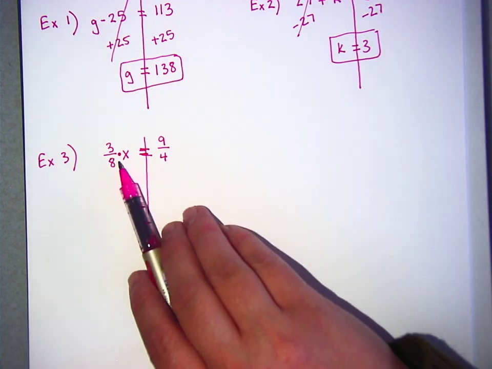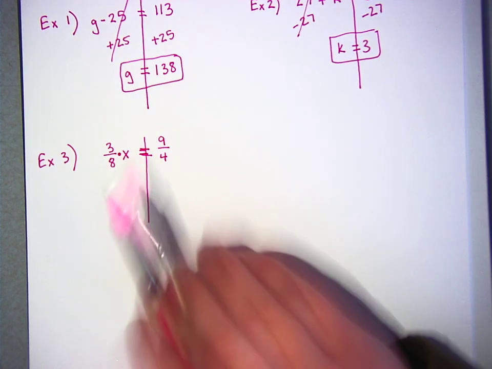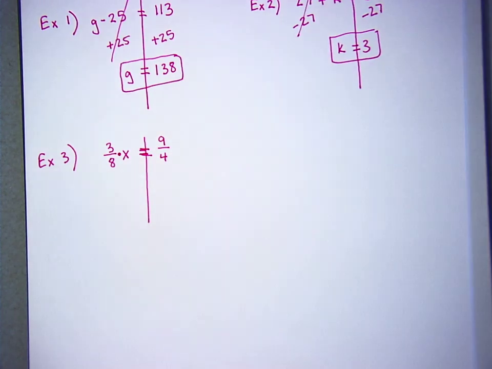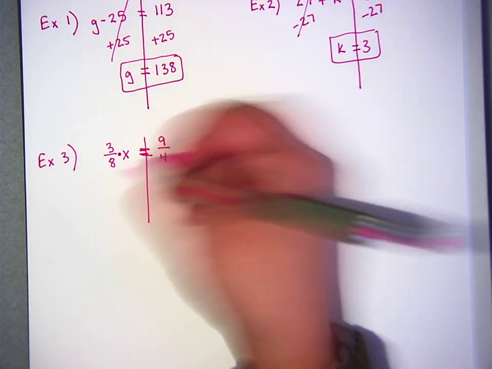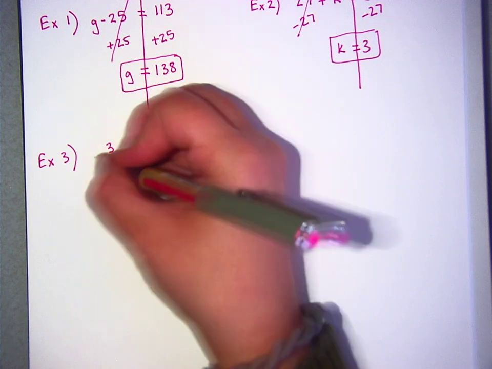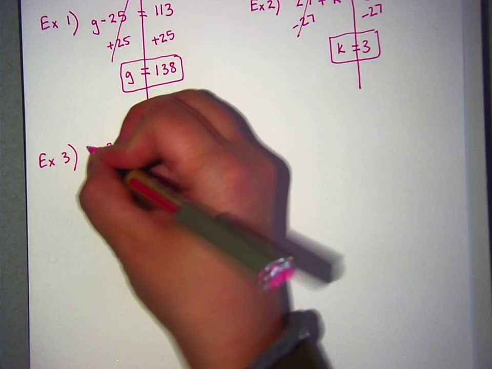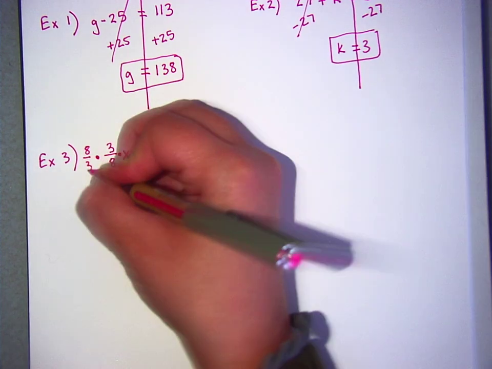How do you get rid of times by something? Divide it. And how do you divide fractions? The reciprocal. You keep, switch, flip. Everybody remember this? Say it with me. Keep, switch, flip. Great. We're going to keep this. We're going to switch it to times. We're going to multiply by the reciprocal. The reciprocal of 3/8 is 8/3.